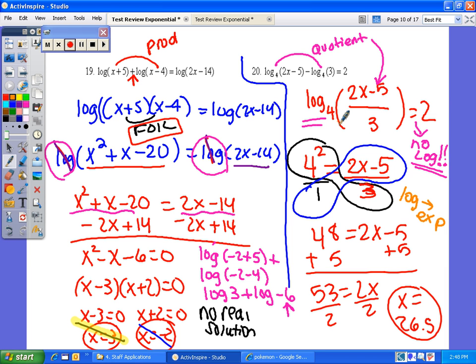So 4 to the second power equals 2x minus 5 over 3. 4 to the second is equal to 16. So you're going to cross multiply. 16 times 3, which is 48. 2x minus 5 times 1, which is 2x minus 5. And now just do a simple two-step equation and you get 26.5.